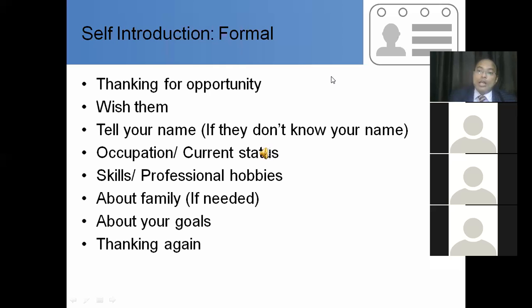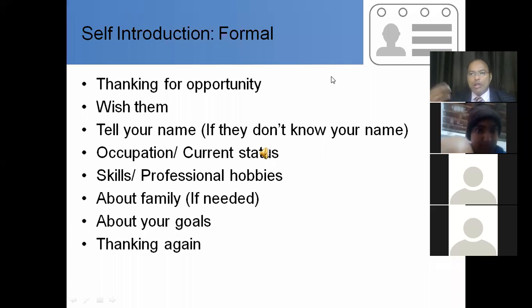Okay. After that, you can talk about your family if needed. It is not necessary. If it is demanded by the other side, then you can talk about your family. All right. Otherwise, don't talk about your family.